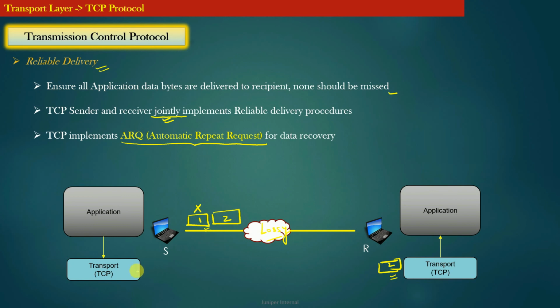Now as soon as the sending TCP notes that packet 1 has been lost, it retransmits packet number 1 again. The retransmission of the lost packet is called automatic repeat request. So eventually packet number 1 will reach the recipient TCP, right? The moment the recipient TCP figures out that it has received packet number 1 as well as packet number 2, it will deliver both of these packets in the correct sequence to the application. So you can see that the TCP protocol ensures reliable delivery of the data.